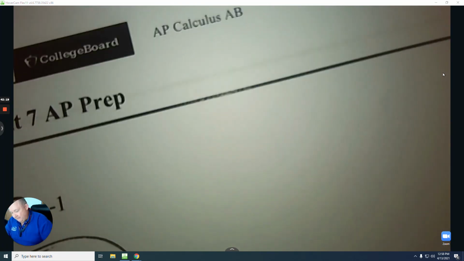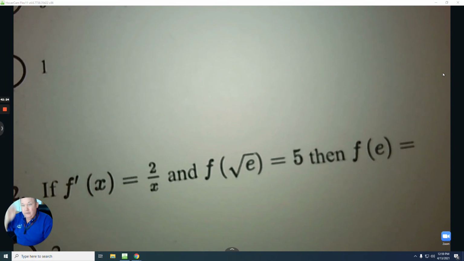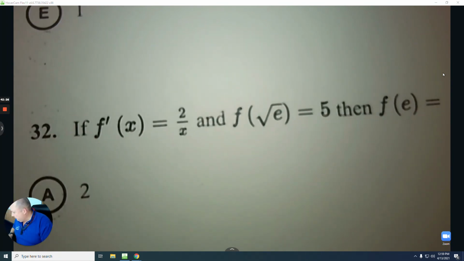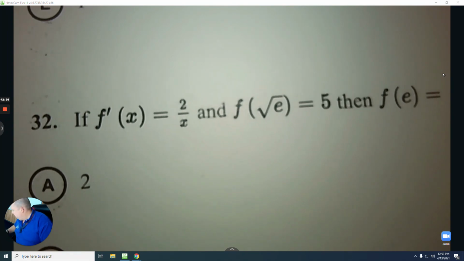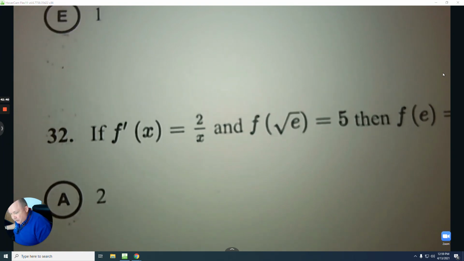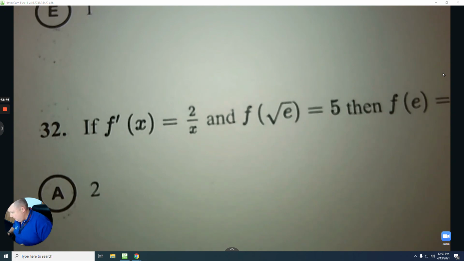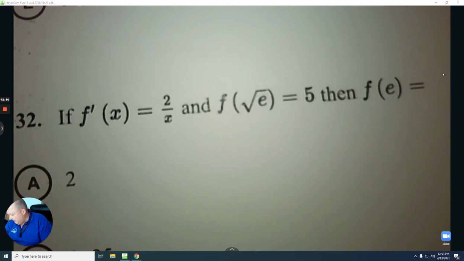All right, we got 1 left. 2 left. We got this. 32. The derivative is 2 over x. I got my notes here. I got mixed up here. So the derivative, there it is. All right. So the derivative is 2 over x. And f at root e is equal to 5.